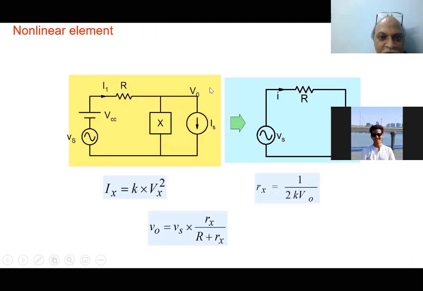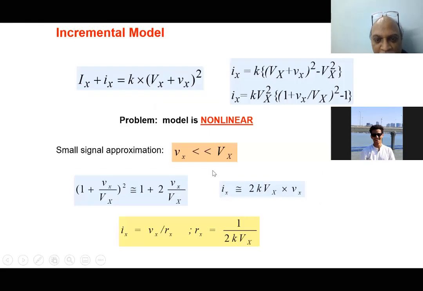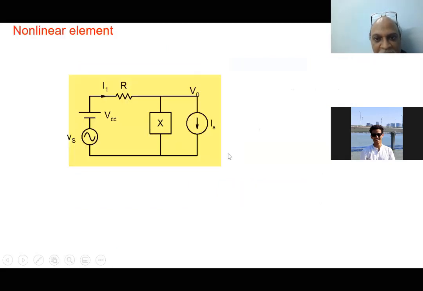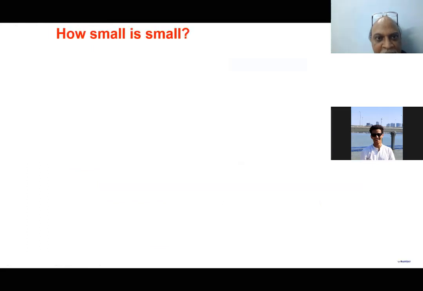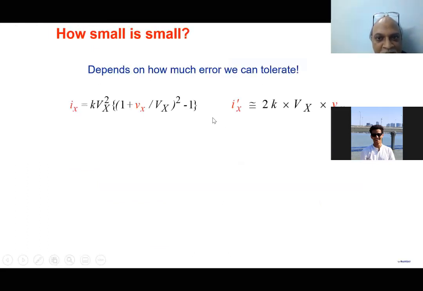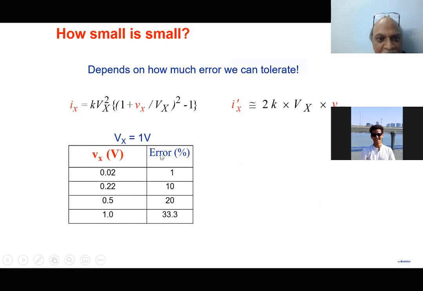All right. So the issue, of course, becomes how small is small. Note the assumption, if we go back here: the incremental change in voltage across the element X should be much smaller than the DC voltage across the element X. So that depends on how accurate an analysis you want to carry, and how much error you can tolerate. So we had this equation. This was the exact equation, and this is how we approximated it.